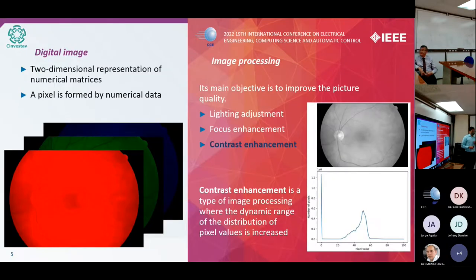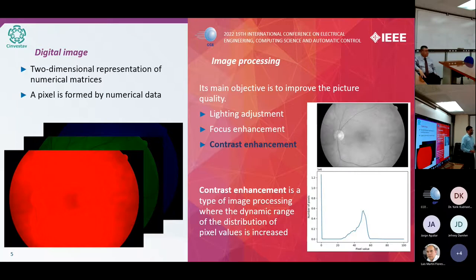Well, as I said in the third slide, the retinographies are digital photographs, so they are digital images. Digital images are two-dimensional representations of numerical matrices, where each cell is known as a pixel, and a pixel is formed by numerical data. Its configuration depends entirely on the color space used. Usually, the RGB color space is the most common color space used in images, and is the base of all images. It represents the color by three channels, the red, the green, and the blue.